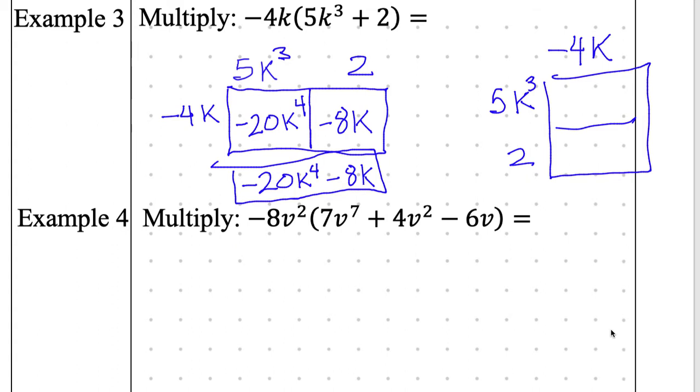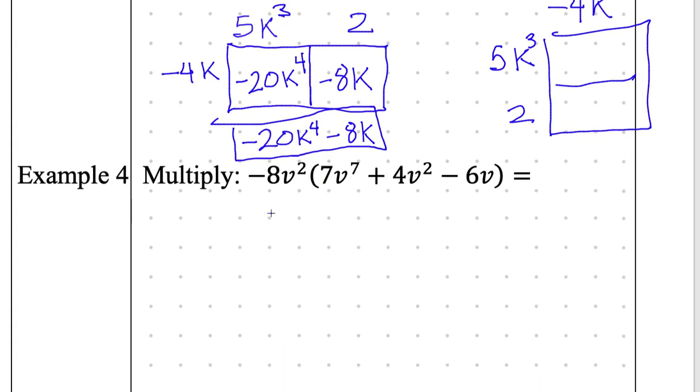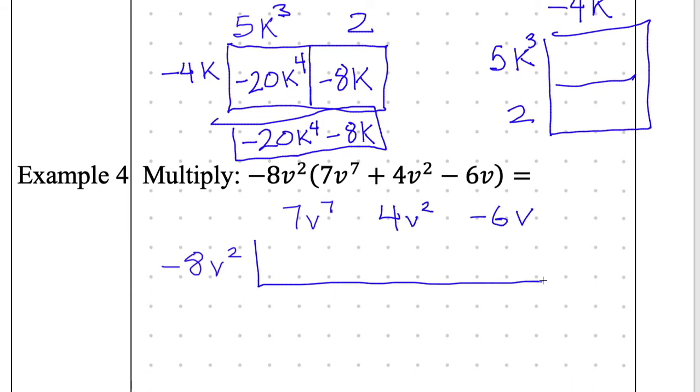Thank you. We're back. I will set up the area model really quickly. So I have negative 8v squared, 7v to the power of 7 plus, well, I don't need the plus, I guess, 4v squared, negative 6v. It's going to be a 1 by 3 container.